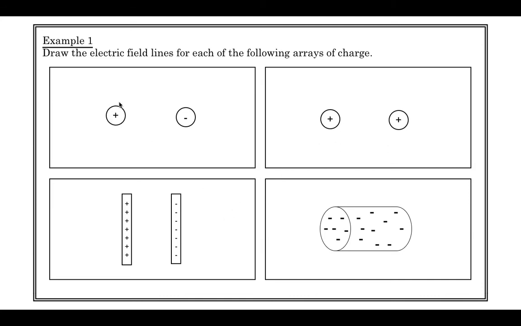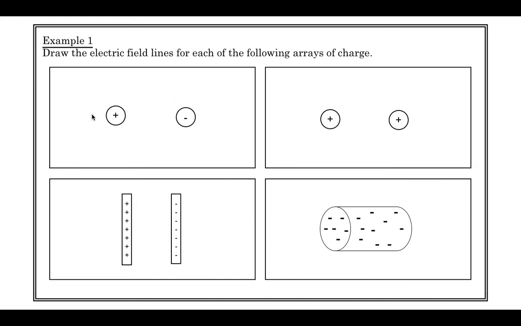Okay, so we've got a positive and we've got a negative. What we want to do is generally sketch out, if I had a positive test charge, and we always use a positive test charge, and I set it right here, it would want to get away from this positive, and eventually, once it gets close enough to the negative, it's going to be attracted to the negative.